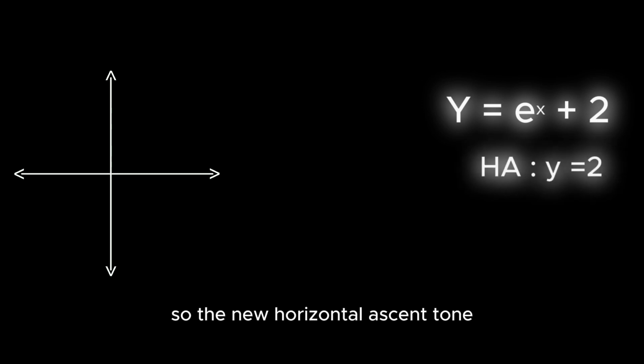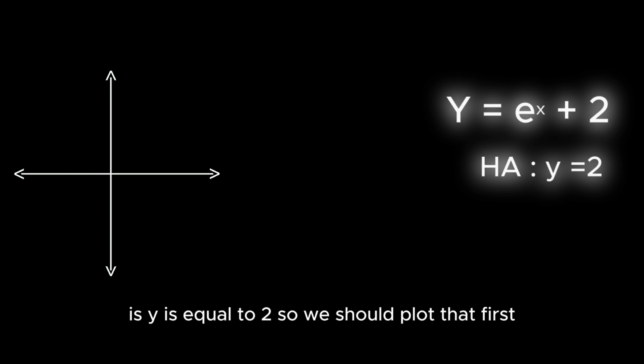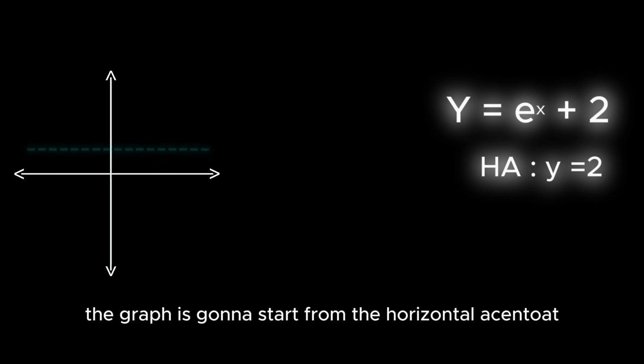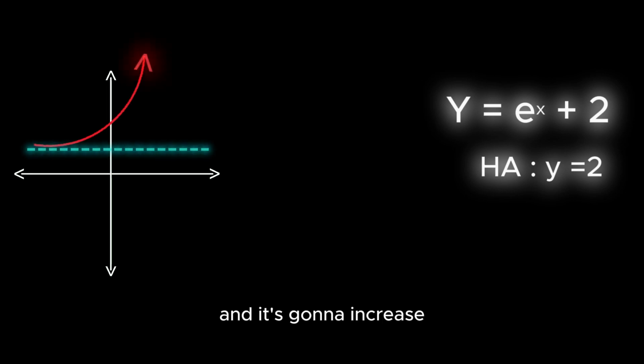So the new horizontal asymptote is y equals 2. So we should plot that first. So the graph is going to start from the horizontal asymptote, and it's going to increase.